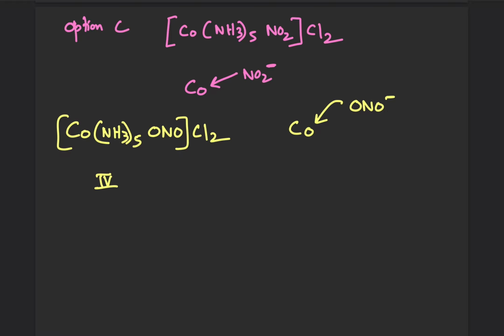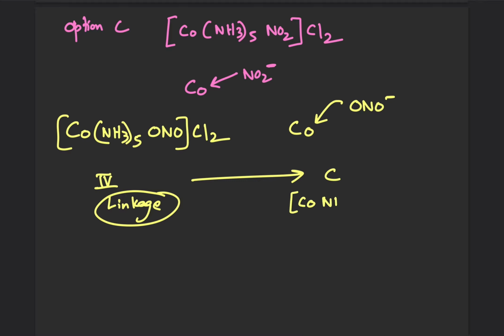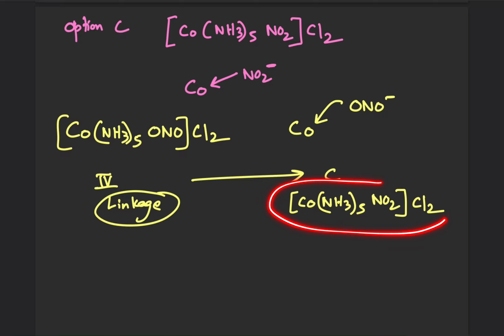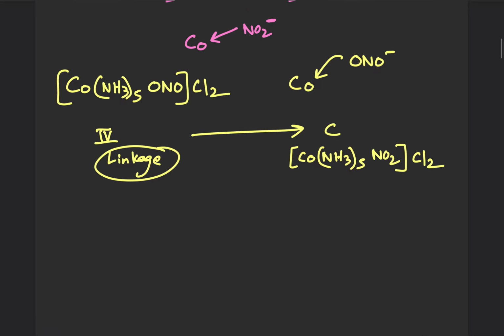So therefore, fourth, that is linkage isomerism, is matched to C, and the complex is Co(NH3)5(NO2)Cl2. So therefore, we can say that this particular complex shows linkage isomerism. Then we have to talk about stereoisomerism, which arises due to different positions and arrangement of ligands in space around the metal ion.